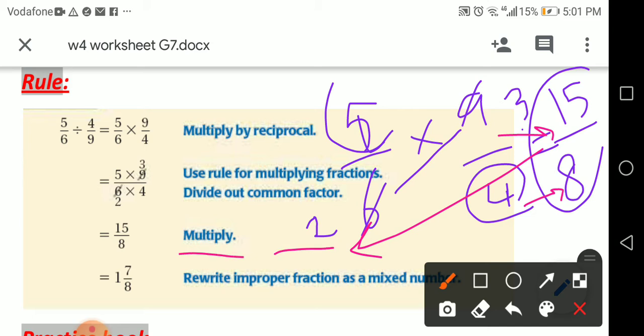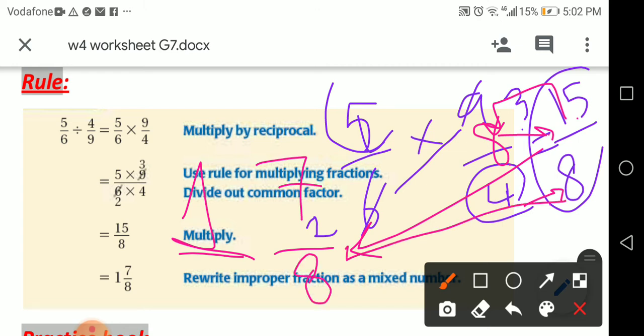How can we do it? 15 divided by 8, how many 8s in 15? What do you think? 2? No, because 2 times 8 is 16. I need a number less than 15. So it's 1. I will write the whole number here. 8 divided by 8 gives me 1. And the difference between 15 and 8 is 7. The difference goes up here, and the denominator is the same, 8.